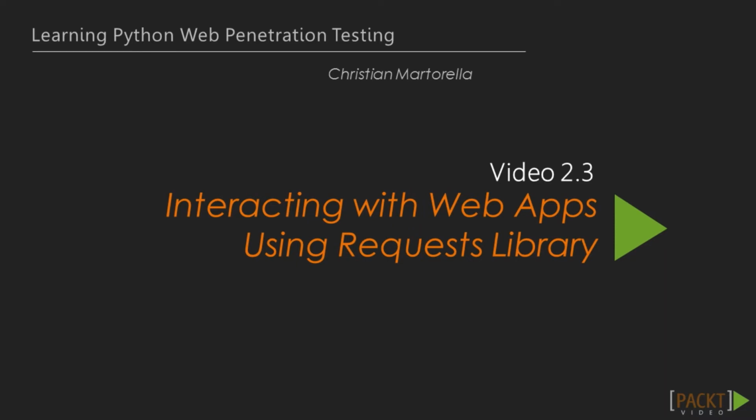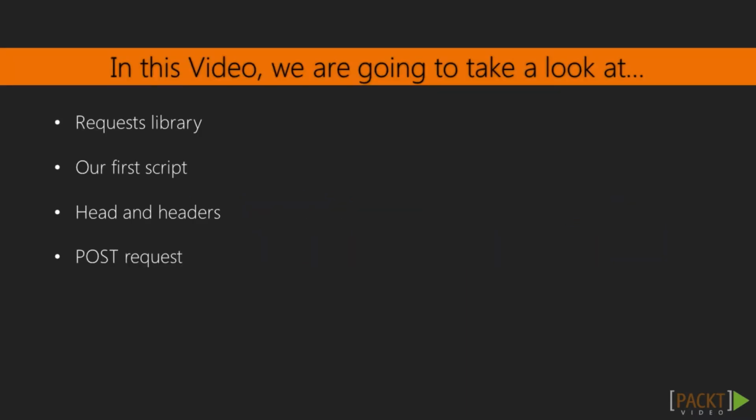Hi, welcome to the third video of section 2. In the previous video, we learnt about HTTP requests. In this video, we're going to start to write Python code to perform HTTP requests using the requests library. First, we're going to do a quick introduction to the requests library. Then, we're going to write our first script to perform a GET request. We're going to see how to access the response headers, perform a HEAD request, and finally, how to perform a POST request using Python and the requests library.